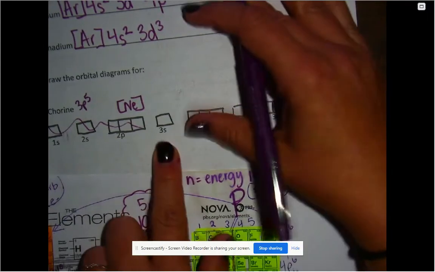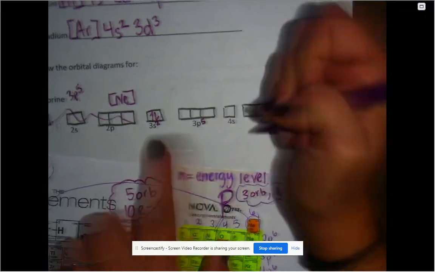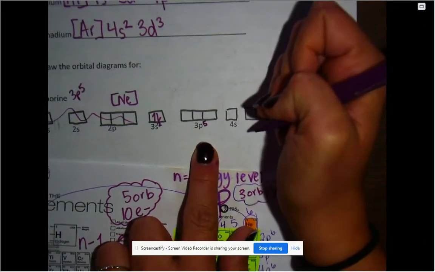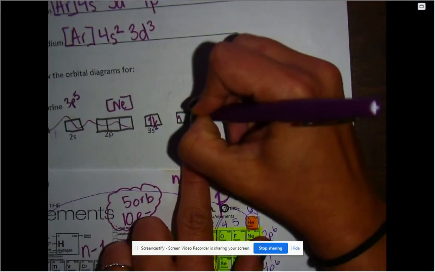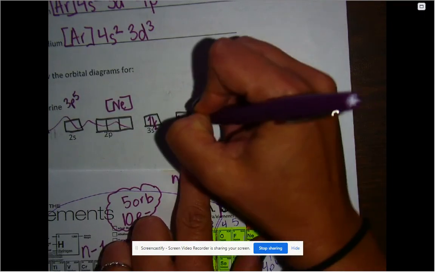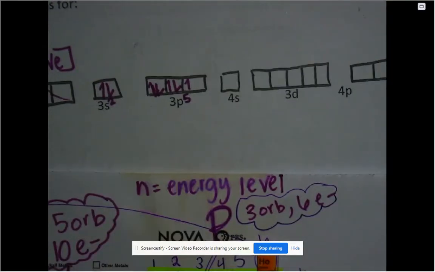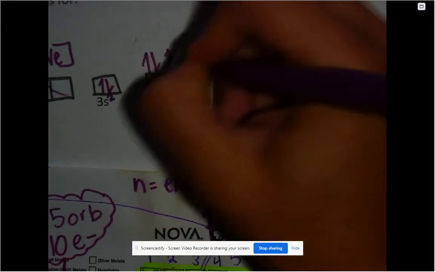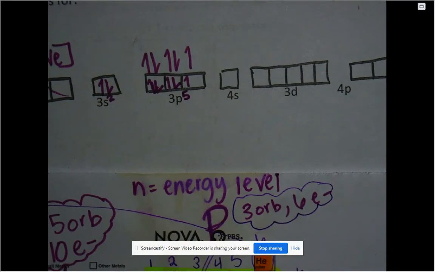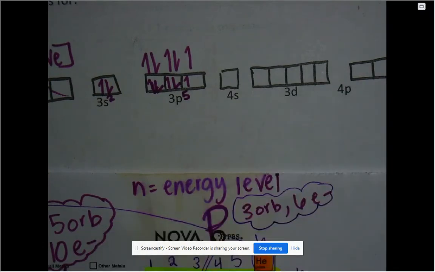All right. Okay, so here we've got 3s. So we know that we're going to fill up 3s2. So we're going to go up, down. When we do 3p5, how do we fill up? We're going to say up, up, up, down, down. Okay, so make sure you are practicing it that way. Up, up, up, down, down. Sorry, mine looks really sloppy. Up, down, up, down, up. Okay. All right. And then we don't have anything in those other boxes.